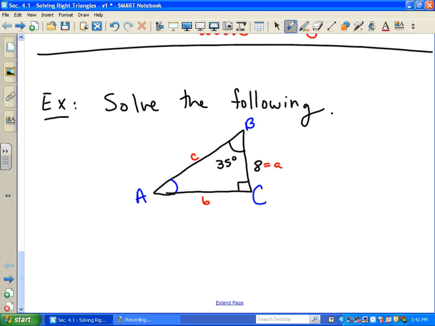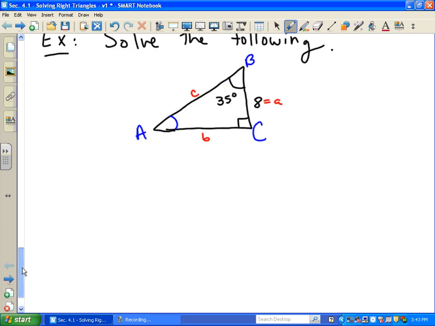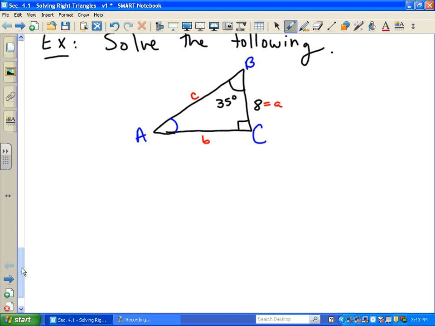Now, from here, there's one thing that I can find right away as far as a measure. I have that one side is 8, and I don't have the other two sides. So right away, I can't find either B or C immediately. However, I can find angle A because I know that all the angles in a triangle add up to 180 degrees. I already know that one of them is 90, and I know the other one's 35.